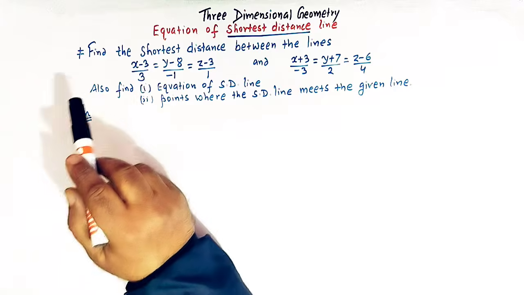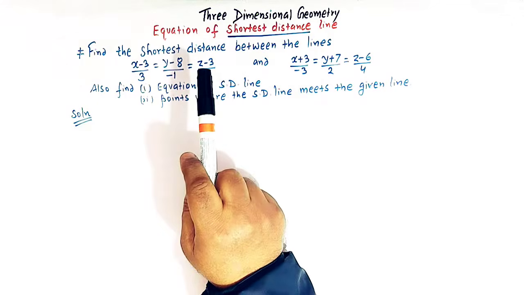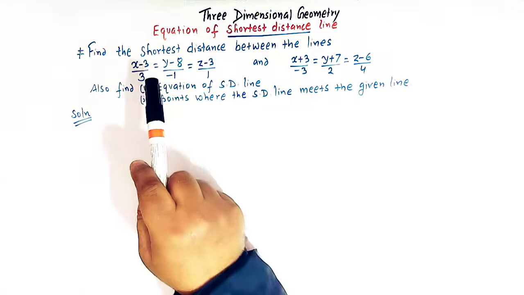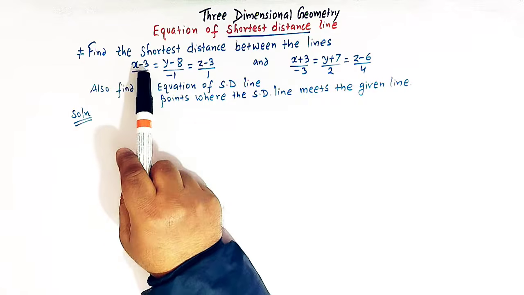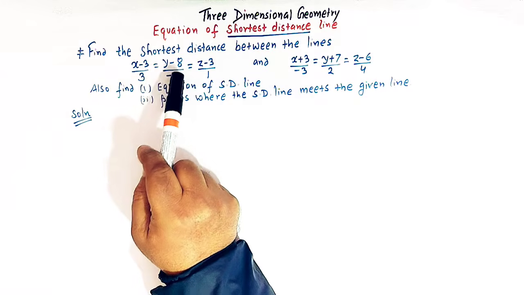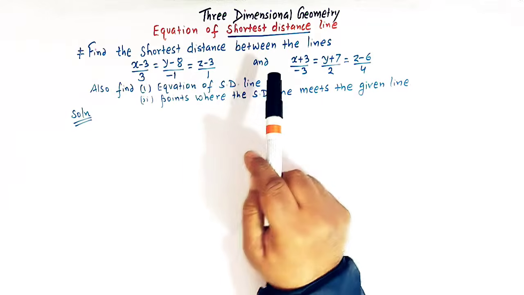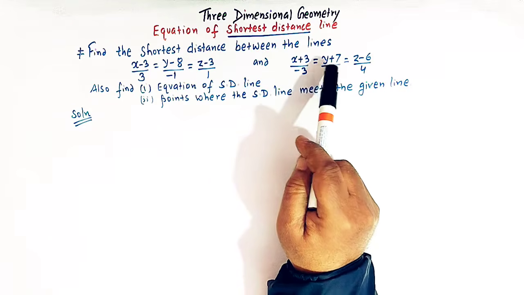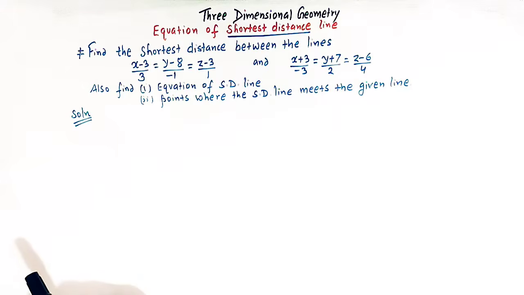Here we have to solve a problem in which we have to find the shortest distance between these two lines. The Cartesian equations of the two lines are given as (x minus 3) over 3 equals (y minus 8) over minus 1 equals (z minus 3) over 1, and the second line is (x plus 3) over minus 3, (y plus 7) over 2 equals (z minus 6) over 4.